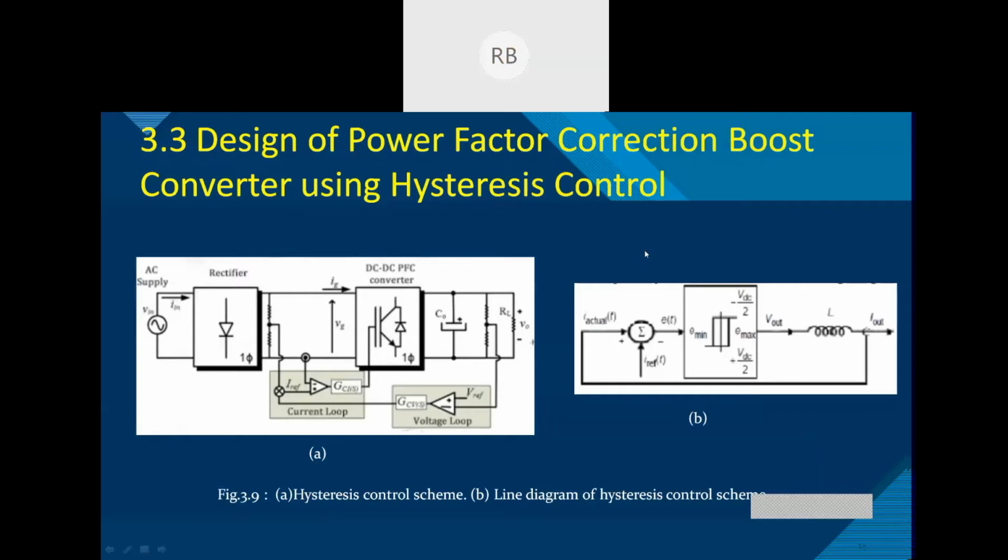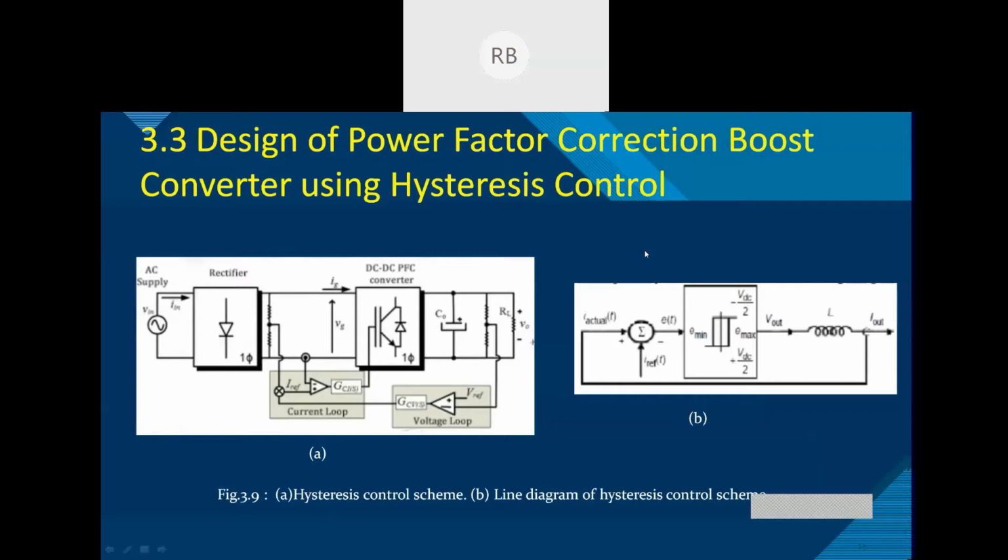Now there are two loops. These two closed loops are required in order to improve the power factor. One is the voltage control loop on the right-hand side, and on the left-hand side we can see the current control loop. The voltage control loop takes its reference from the output side, so here we are going to control the output voltage, as we can see from the voltage reference.